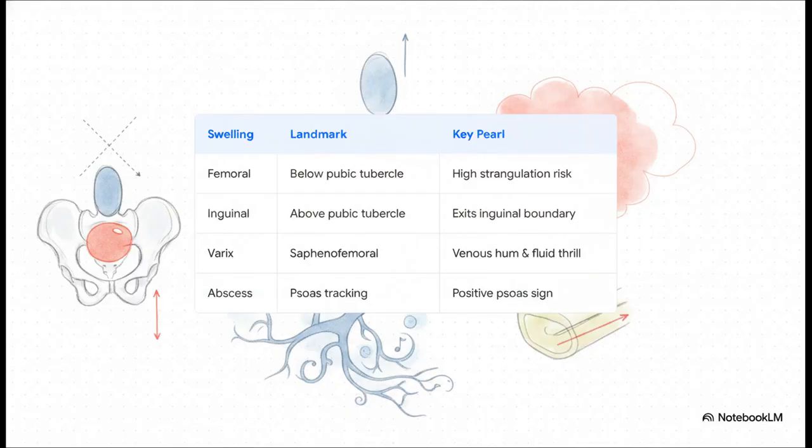Anatomical landmarks are everything here. Femoral hernias emerge through the rigid femoral ring, explicitly below and lateral to the pubic tubercle. Because that ring is so rigid, they have incredibly high strangulation rates. Knowing this landmark makes it easy to distinguish them from higher inguinal hernias or from the expansile fluid thrill and venous hum you'd find with a saphena varix.